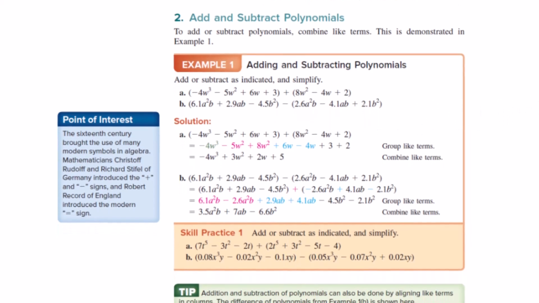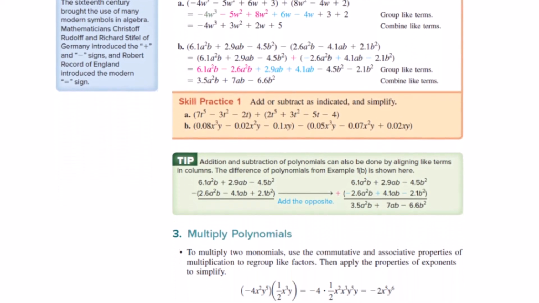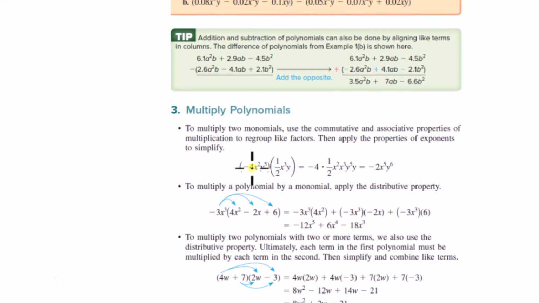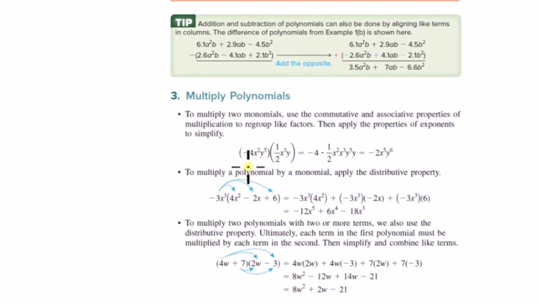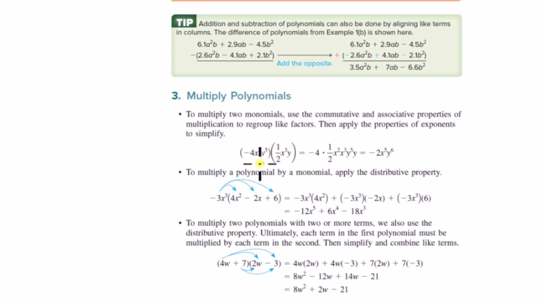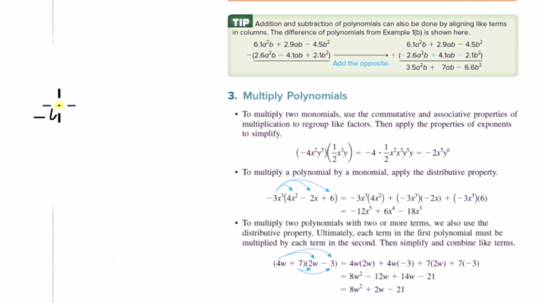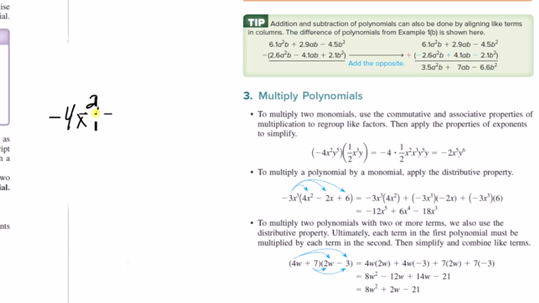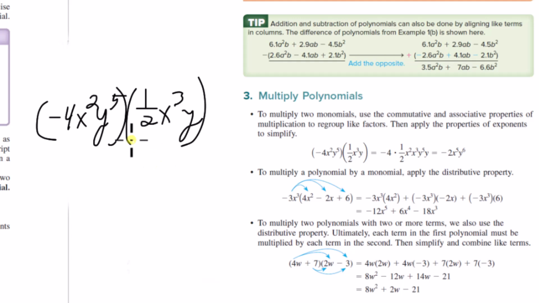Now, multiplying polynomials is going to be straightforward as well. If you're multiplying two monomials, then it's just the properties of exponents, right? If we've got minus 4x squared y to the 5th times 1/2 x cubed y to the 6th, you take advantage of the associative property. You can just bring the like terms together and use the properties of exponents. So minus 4 times 1/2 is minus 2. X squared times x cubed, just add the exponents. Y to the 5th times y to the 6th, done.